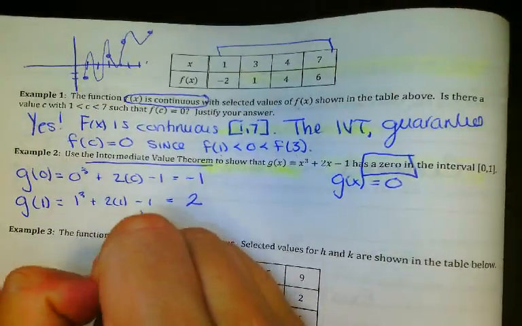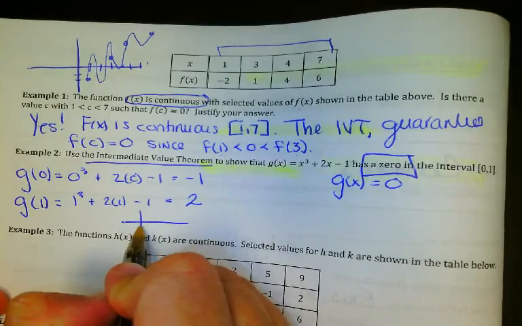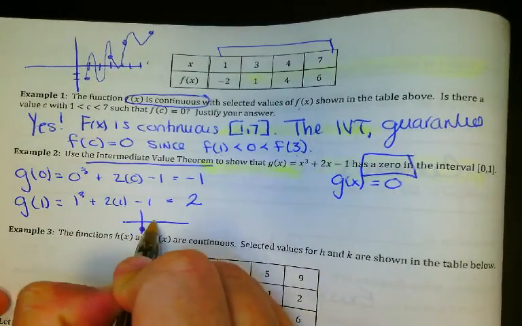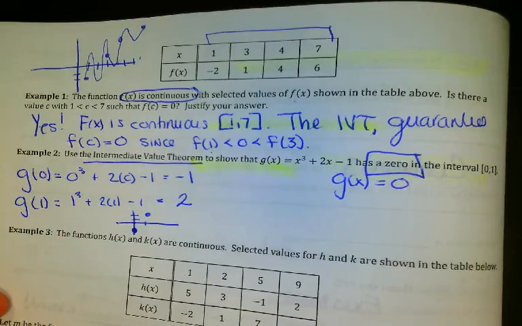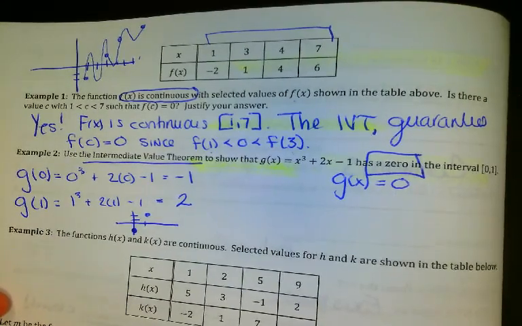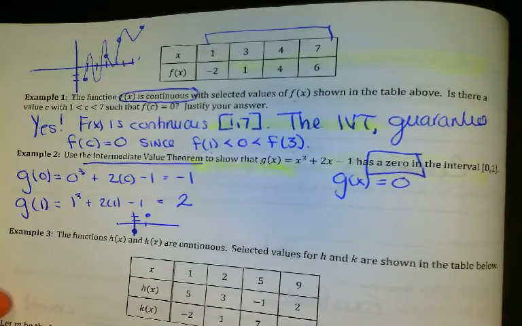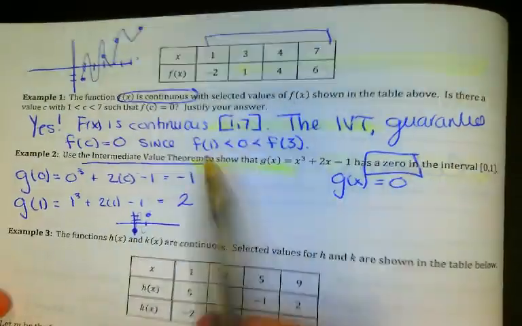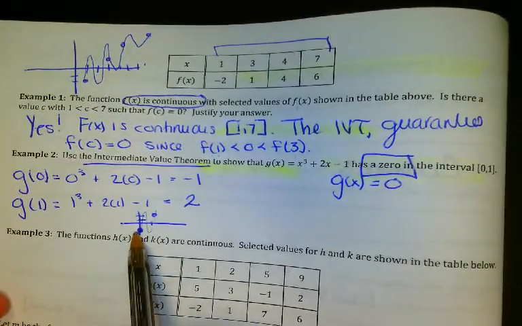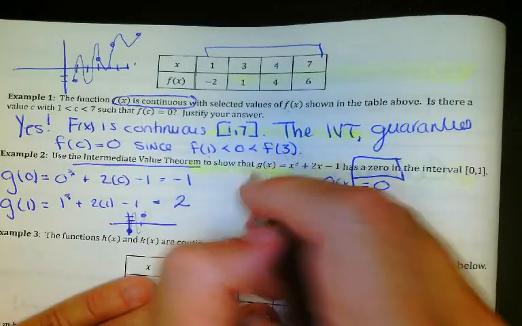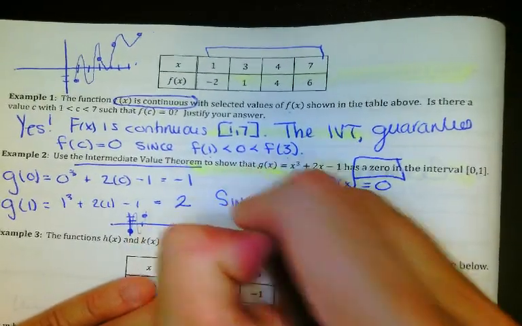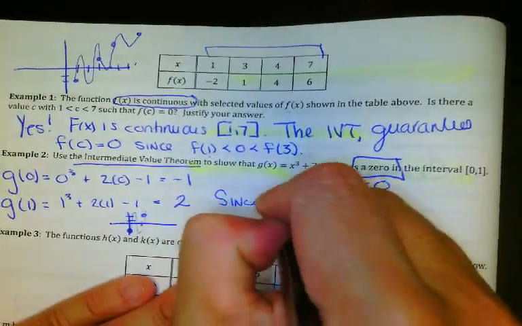Okay, so think about what we're saying. At 0, I'm at negative 1. And at 1, I'm at a height of 2. And again, I have no idea what this function looks like. My gut always wants to draw a straight line, but we really don't want to do that. It could do anything. But am I guaranteed to hit 0? Absolutely.